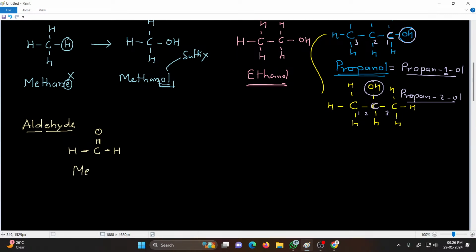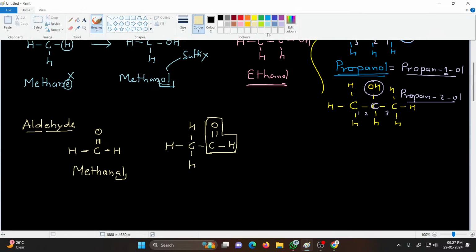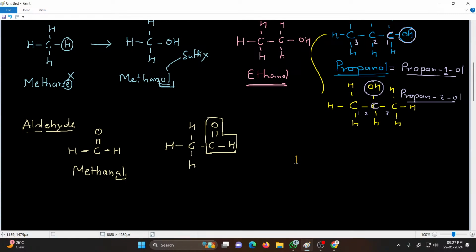This compound is called methanal. Again, E from the name methane is removed and the suffix AL is added. Similarly, you can have ethanal with 2 carbon atoms. So the functional group here, as you can see, it is CHO. CHO at the end means to the first carbon or the last carbon. It cannot be attached to any middle carbon atom. At the end it should be there.